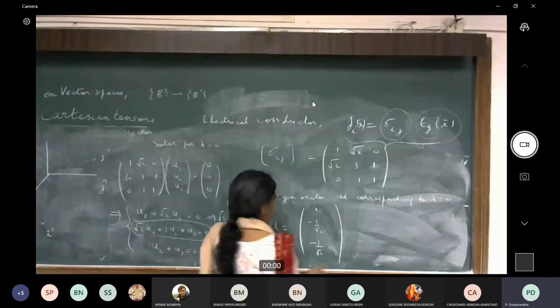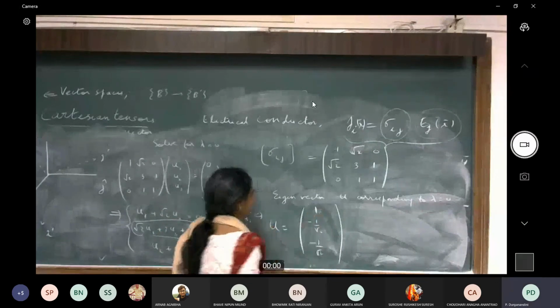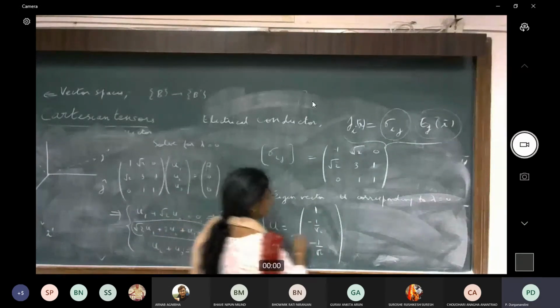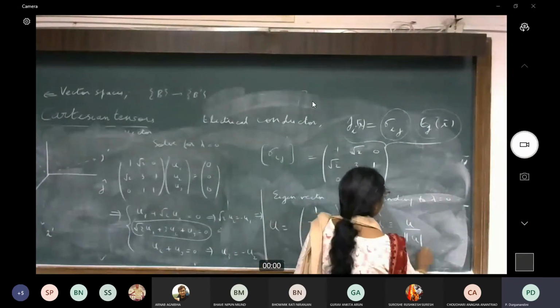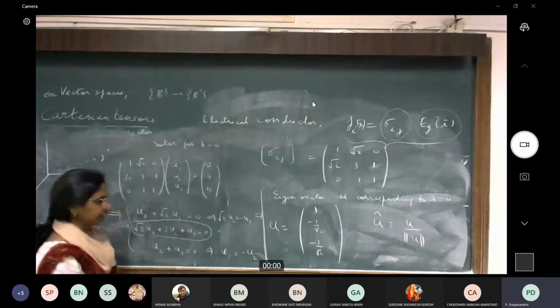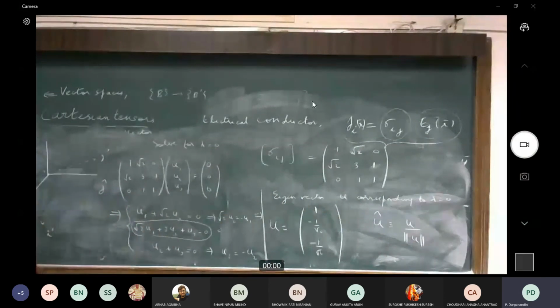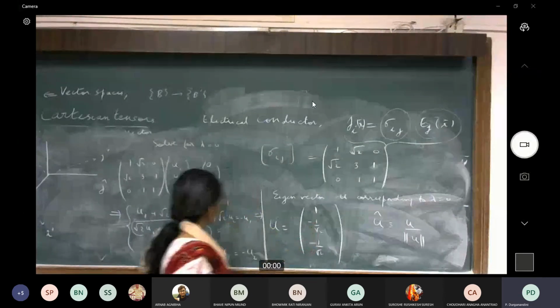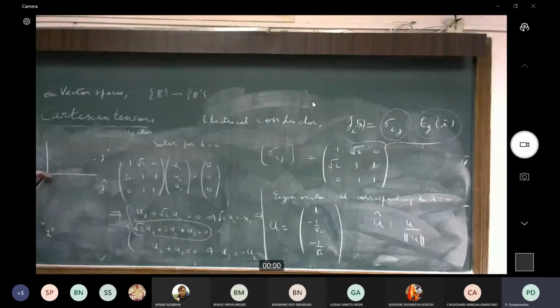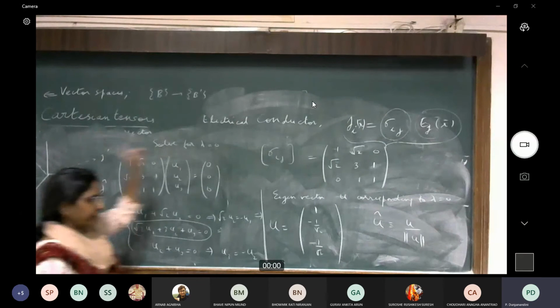Then you can also normalize it if you like. If I define U cap as U divided by the length of U, a normalized vector corresponding to U, it is given by 1, minus 1 by root 2, plus 1 by root 2. So you can think of this as 1 by root 2 and minus 1 by root 2. So it's somewhere here, something like this. So along this direction, there is no current flow.